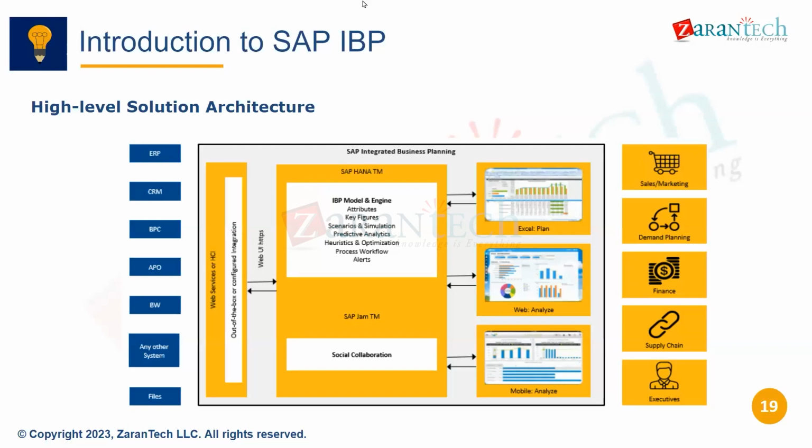Okay, so on the left-hand side in blue, you can see the various systems which can be integrated with the ERP system, like ERP, CRM, BPC, APO. These are some examples of systems which communicate with SAP IBP, giving it input as well as taking output from it. So it's extremely easy to integrate these systems with IBP. Then IBP can run its modeling based on your requirement and your design.